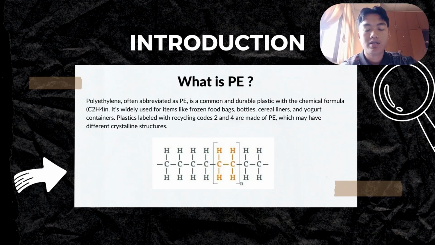What is polyethylene? Polyethylene, often abbreviated as PE, is a common durable plastic with a chemical formula C2H4. It's widely used for items like frozen food bags, bottles, serious lining and so on. Plastic labeled with recycling code 2 and 4 are made of PE, which may have different crystalline structures.